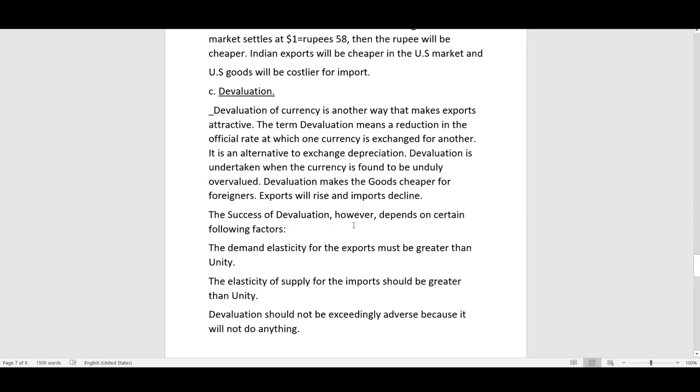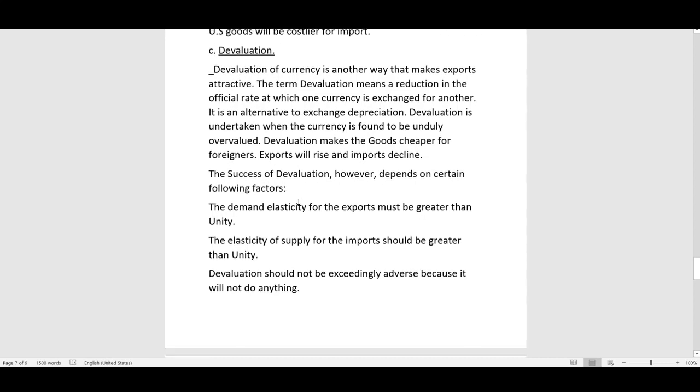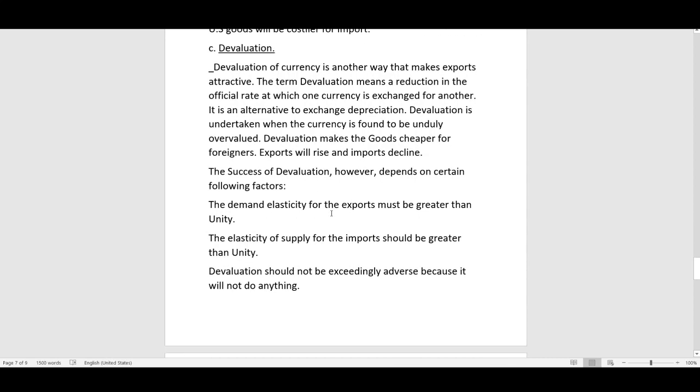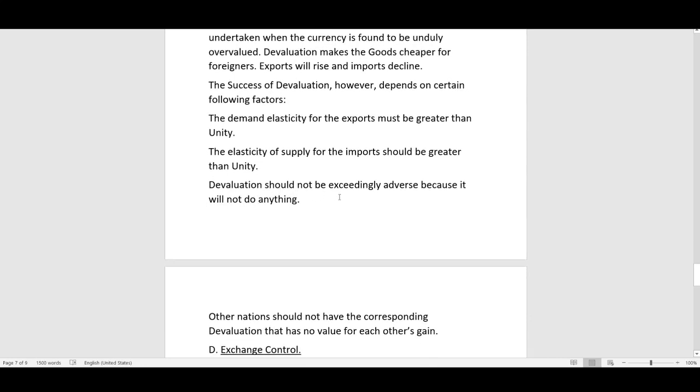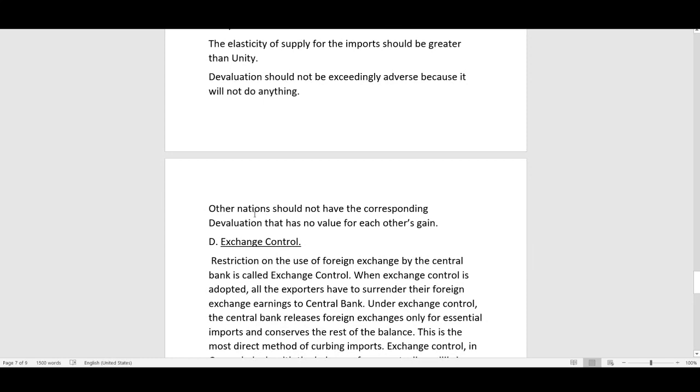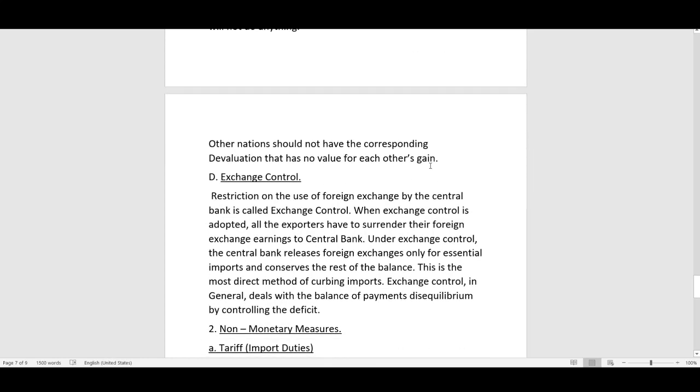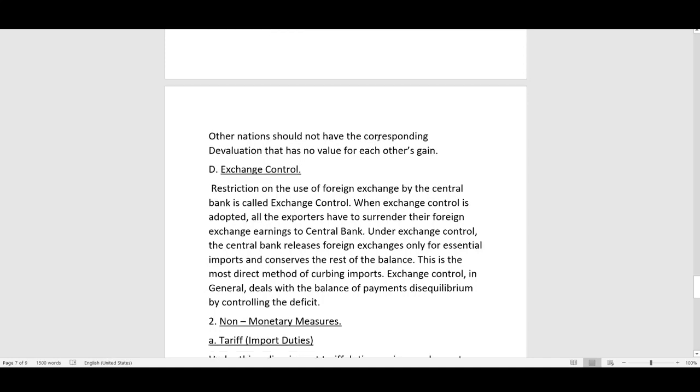The success of devaluation depends upon the following factors. The demand elasticity for the exports must be greater than unity, must be greater than 1. The elasticity of supply for the imports should be greater than unity. Devaluation should not be exceedingly adverse because it will not do anything. Other nations should not have a corresponding devaluation, as that has no value for each other's gain. Each other's gain means profit.